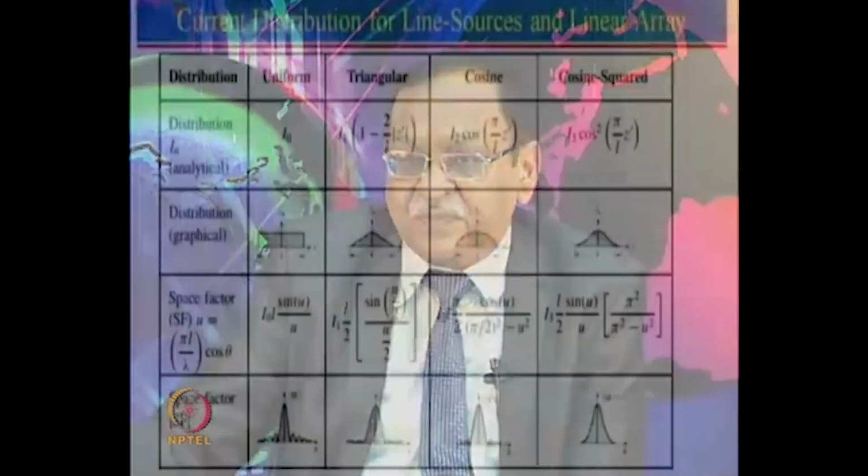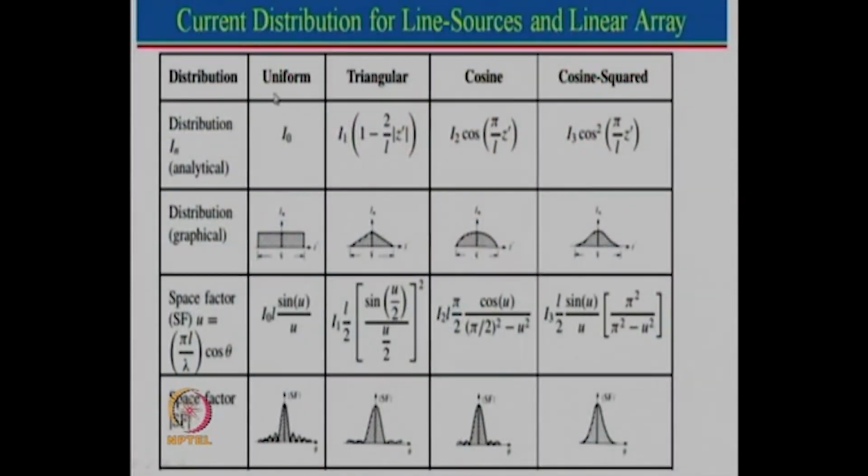So, actually speaking, instead of using many a times those Dolph-Chebyshev or Taylor, it is actually simpler to use triangular distribution or sinusoidal distribution, because it is easy to derive these expressions. So, here is the plot here. You can see here uniform, triangular, cosine, cosine squared. So, what we have here, distribution is given, that is I0, and triangular will be given by this cosine.